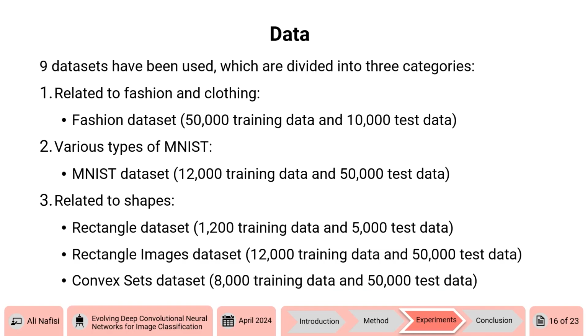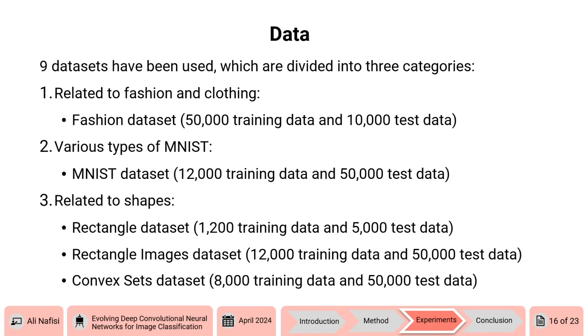Here you can see the datasets that are used. By the way, we reached the experiments part, so the method part has ended. Here we start the experiments part. First, we start by seeing which datasets are used for the experiments. So 9 datasets are used. They can be categorized into 3 groups.